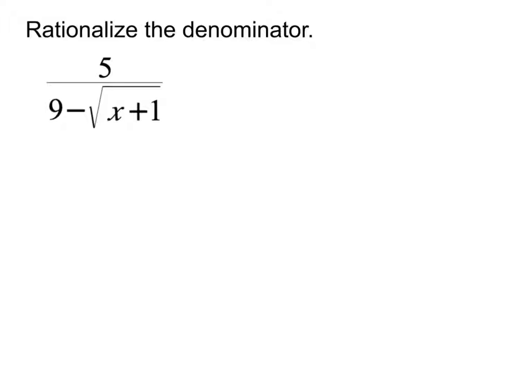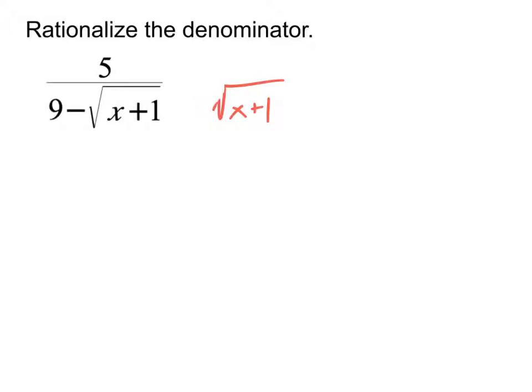Now, how do we do that? You might be tempted to multiply by that same square root of x plus 1. But unfortunately, that won't quite work. Because if you did that, you'd have to multiply this by it, yes, which would get rid of the square root there. But I'd also have to multiply the 9 by that same square root. And I'd still have a square root in the bottom. That would not help us.